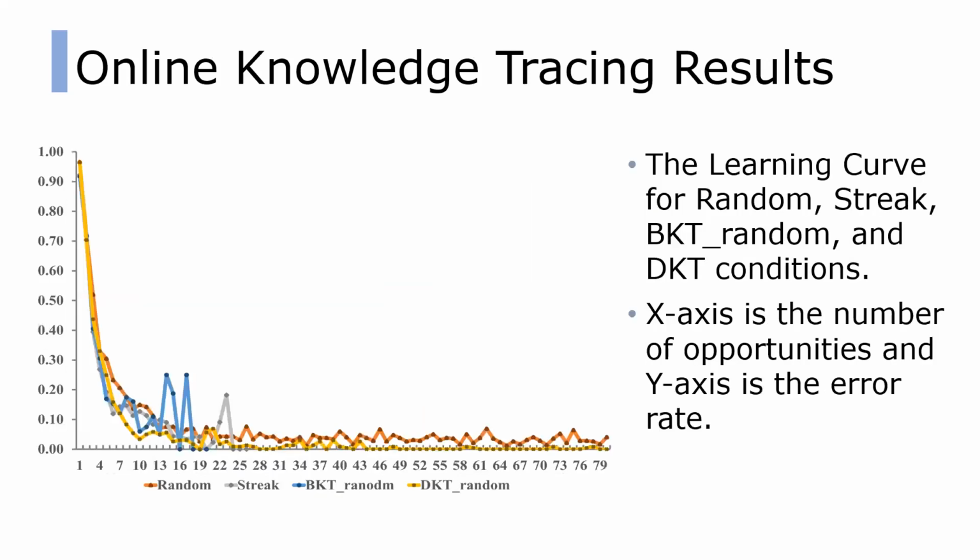To get a better sense of the overall differences between the random, strict, BKT random, and DKT conditions, we then used the additive factors model, AFM, to examine the learning curves. Here we plotted the overall learning curves for the data from these tutors. This figure shows that the BKT tutor stops giving practice earlier than the strict tutor, which subsequently stops giving practice earlier than the random tutor and the DKT tutor.